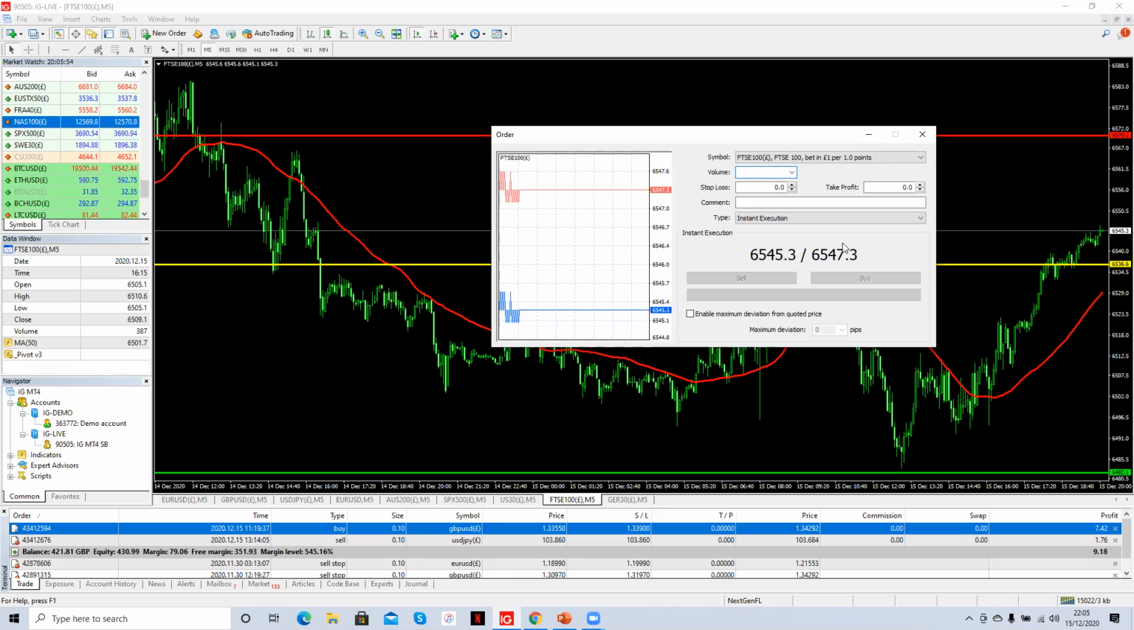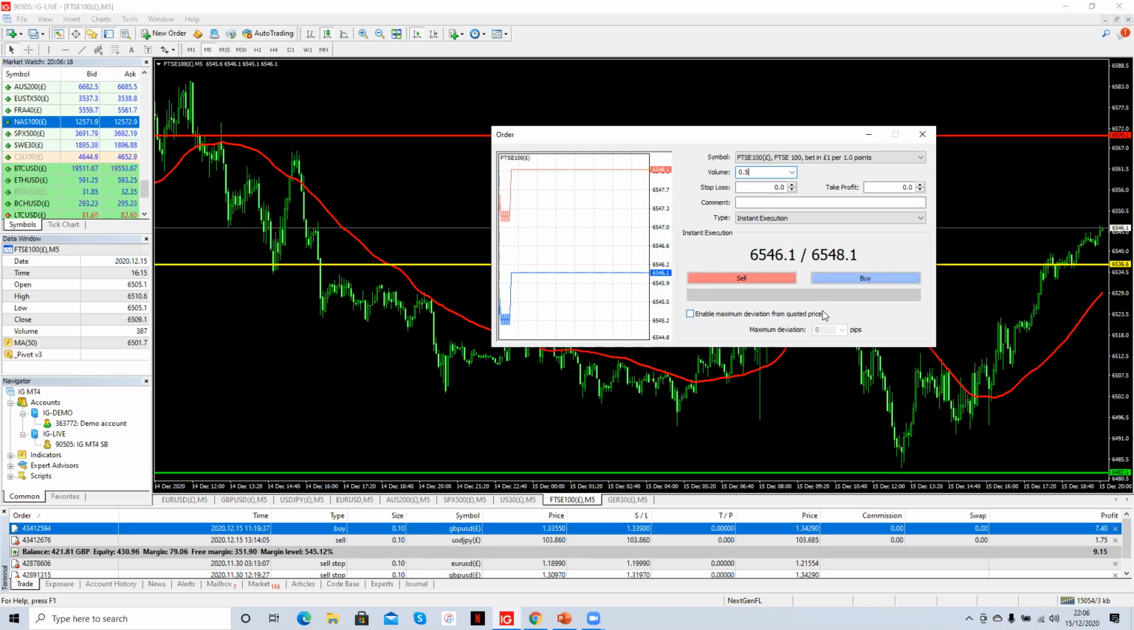So again, if you only want to risk, say for example, 20 pips, let's stick with £1 per point. If you go for a volume of 1 and you put a stop loss of 20, that means you're risking £20. It's still the same money management. If you want to do 50p per point, you change it to 0.5. So yeah, it's the same thing.